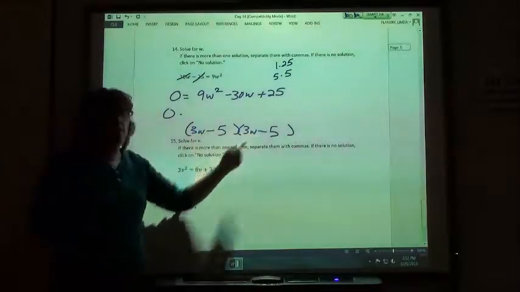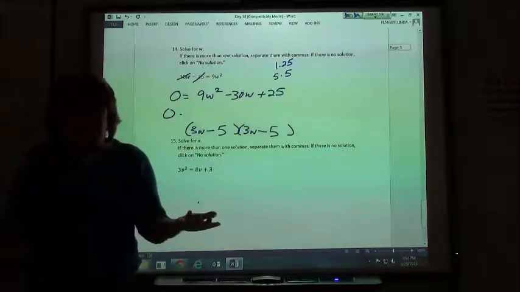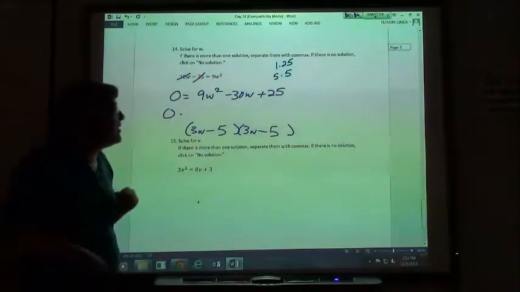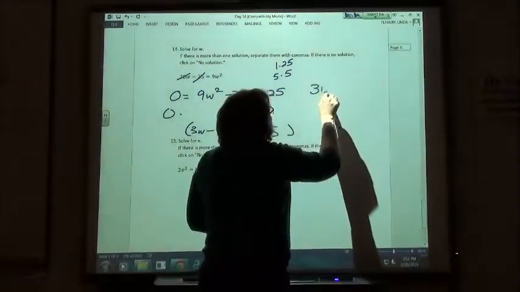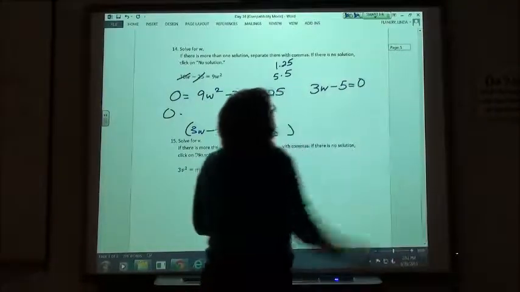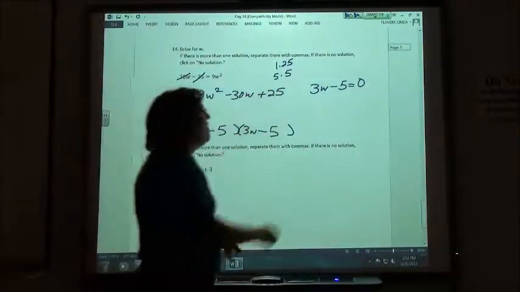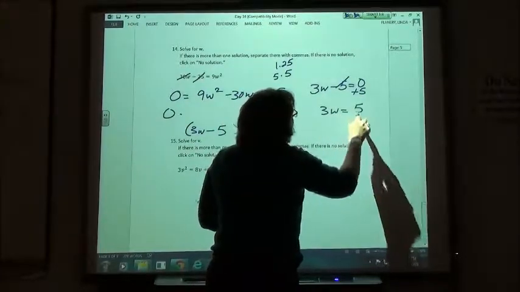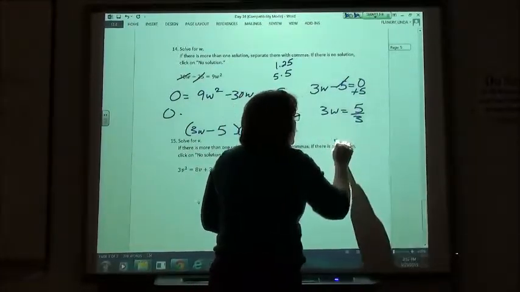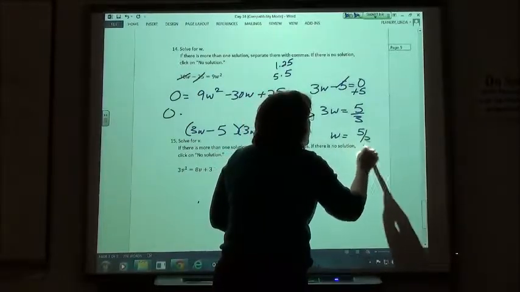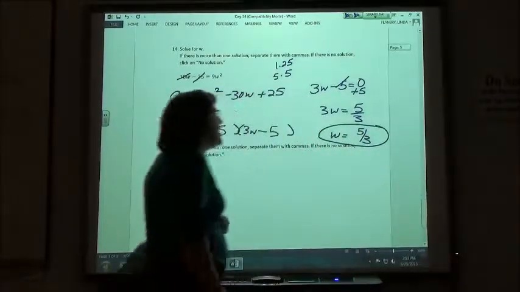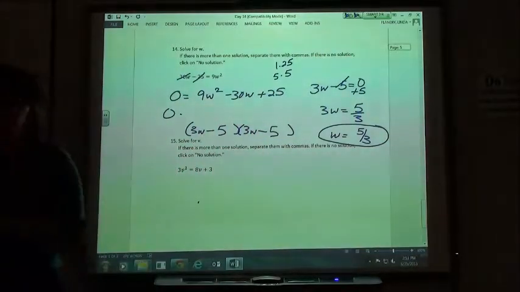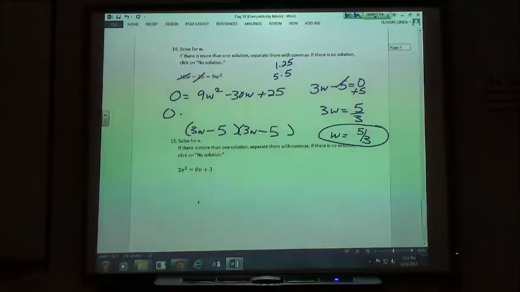Now notice these two things are exactly the same. Means it's going to give you the exact same answer. You don't have to put the same answer in twice. You only have to put it in there once. So I'm just going to solve 3w minus 5 equals 0. So adding my 5, 3w would equal 5, dividing by 3. So w is going to equal 5/3. That's known as a double root because you actually would end up getting it twice. But when you enter it in, you just put it in once. W is 5/3.